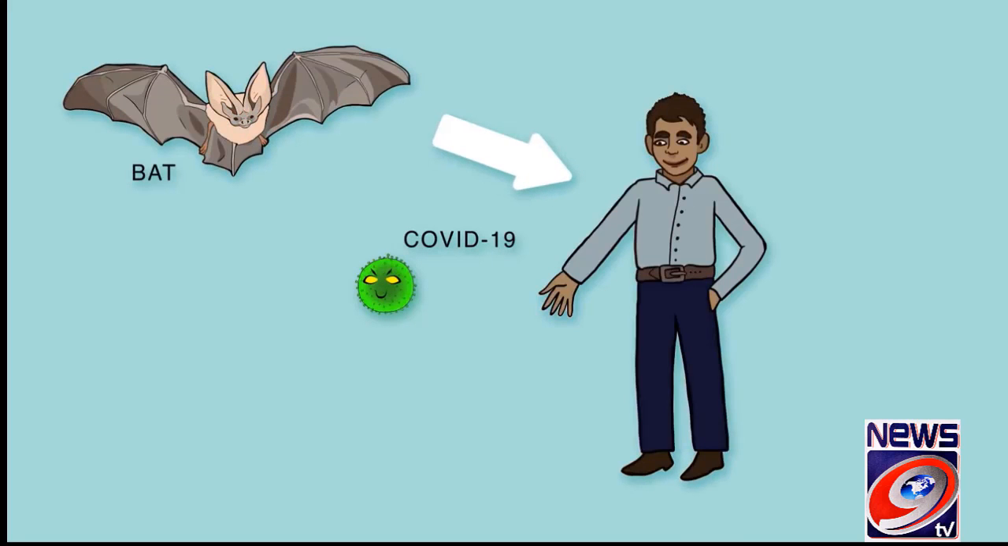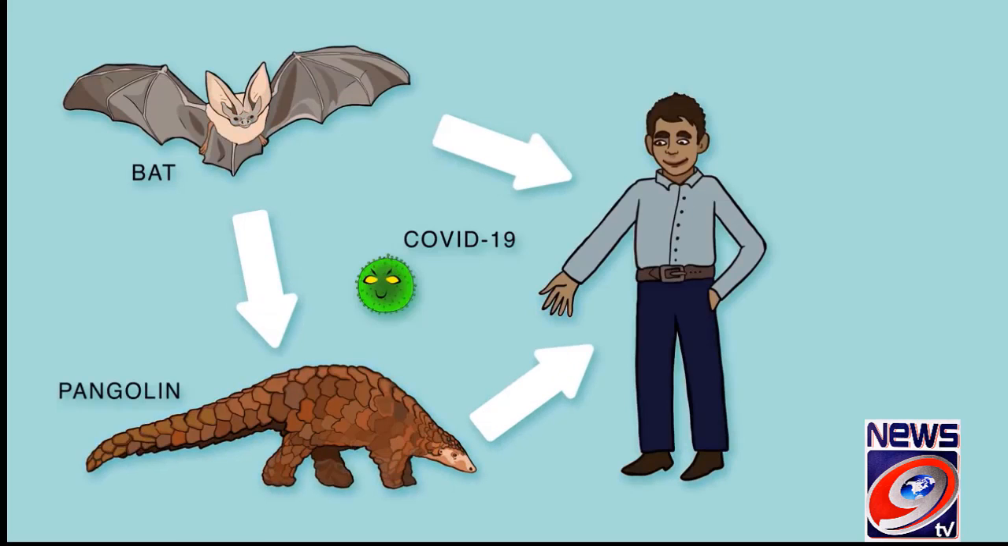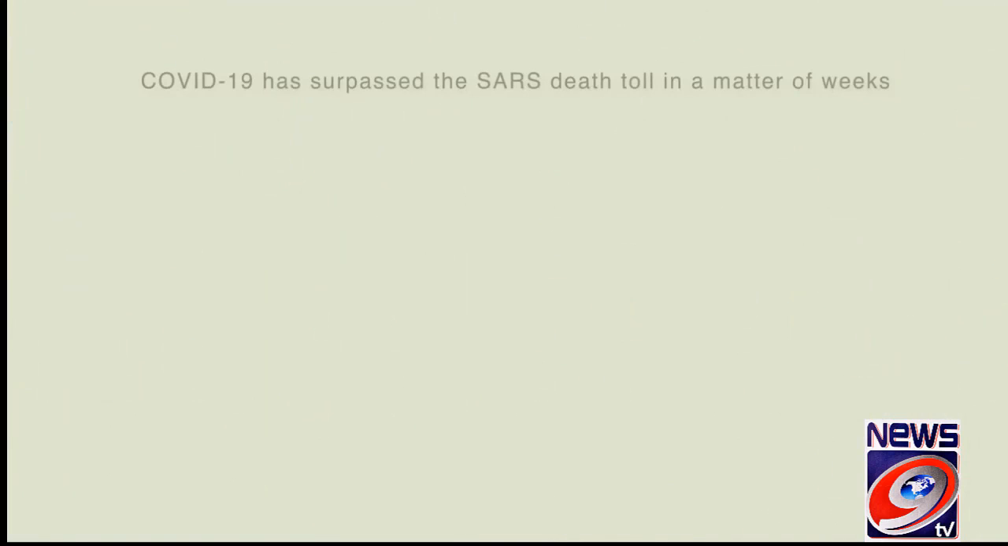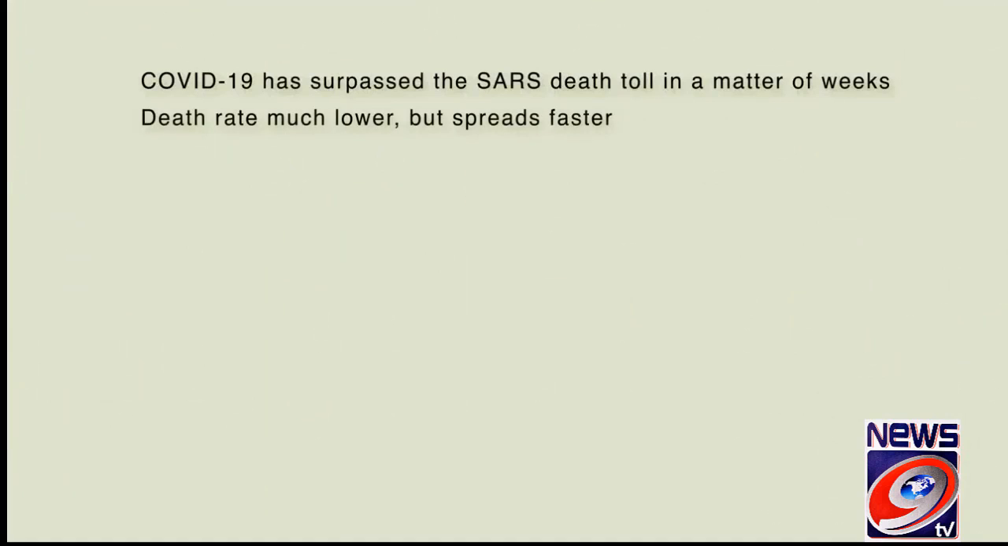It is speculated that the 2019 novel coronavirus, or COVID-19, originated in bats and was transmitted to humans, possibly with pangolins as an intermediate host. Unfortunately, COVID-19 is now spreading from human to human as well. COVID-19 has surpassed the SARS death toll in a matter of weeks. Even though the death rate is much lower, it spreads faster.